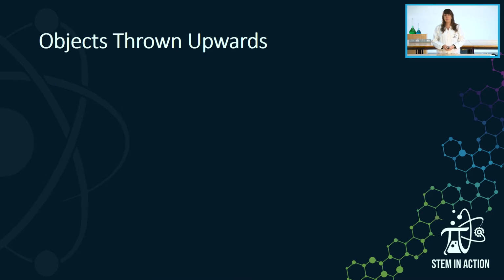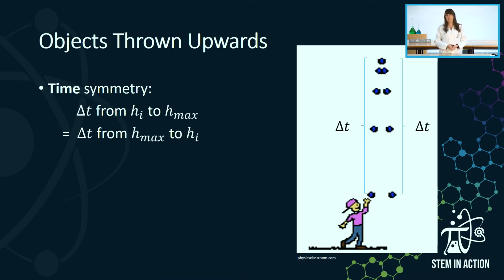When we have objects that are thrown upwards, we also know that there is time symmetry. This means that the time from the initial height to the maximum height will equal the time from the maximum height back down to the initial height. Here we can see that the time it takes for the ball to go from his hand up to the top will equal the time it takes to go from the top back down to the height of his hand.